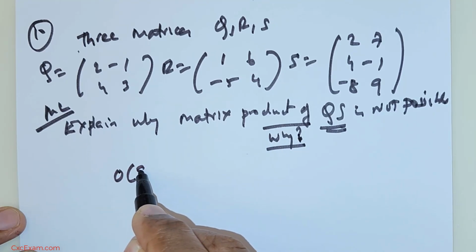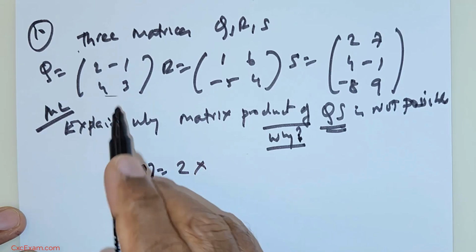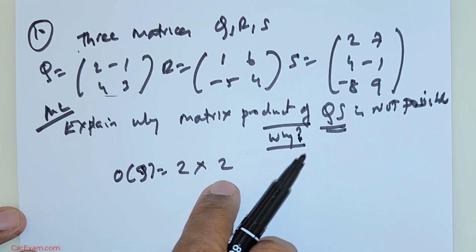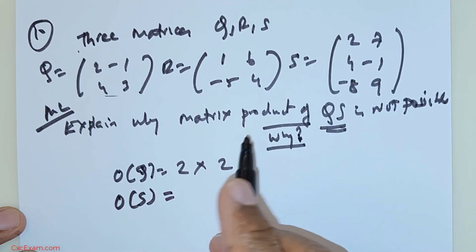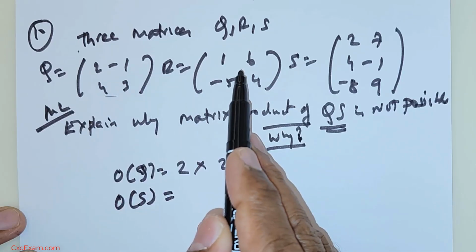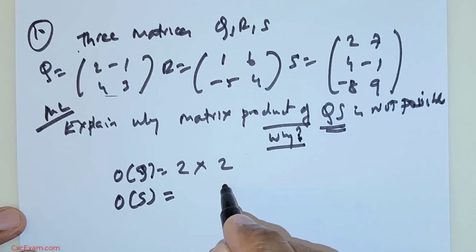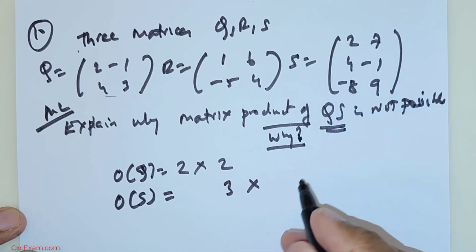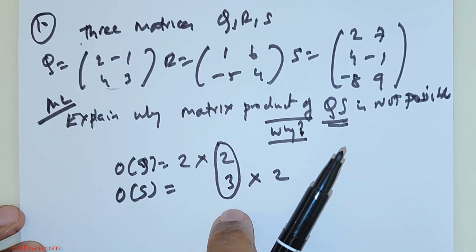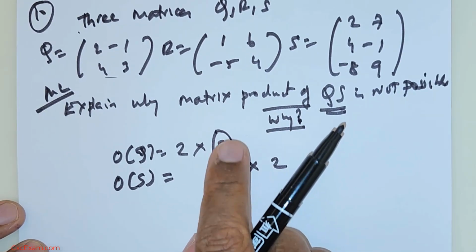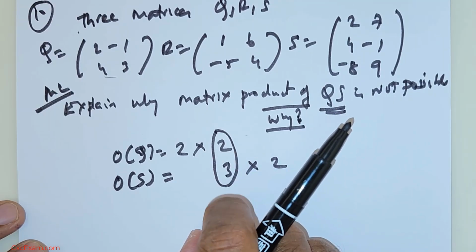Foremost, we will have to find the order of Q. What is the order of Q? You have two rows and you have two columns. Write that like that. Now for QS, next you have to get the order of S. S has 3 rows, you see, 3 rows, and how many columns? 1, 2, 2 columns are there. Now for matrix multiplication to be possible, these two should line up, right? You have to align them.